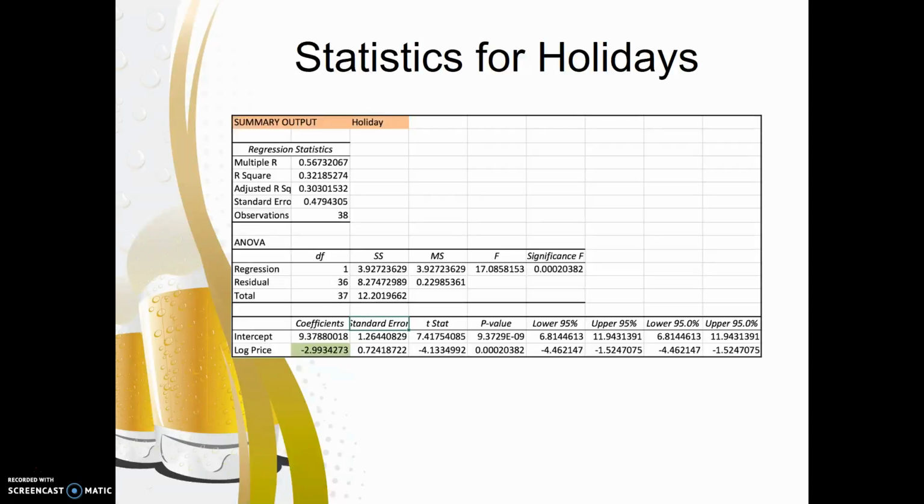The calculated elasticity here is -3, which is very, very elastic. What that tells us is that during holiday periods, if there's a reduction in price, the increase in demand would be threefold the reduction in price in percentage. So if there's going to be a price reduction, holidays would be the best period to make it.